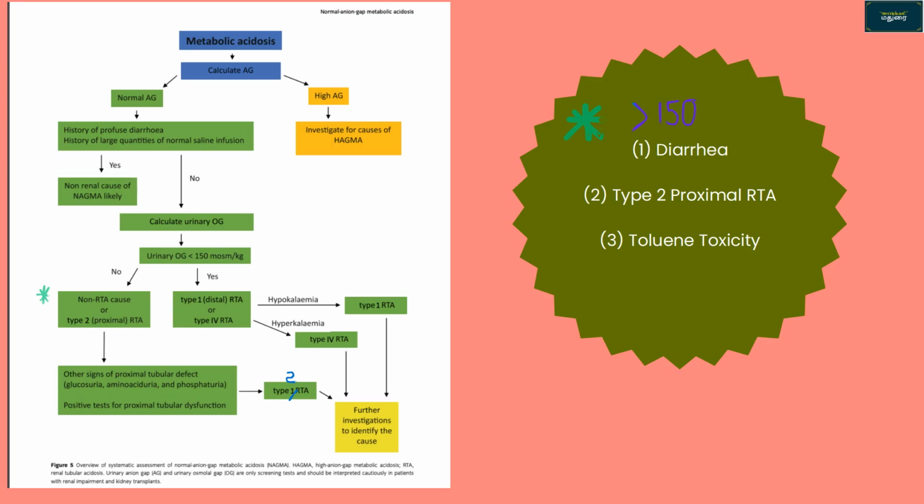And all these pathologies could be further differentiated. For example, type 1 or type 4 RTA can be differentiated by checking for the serum potassium levels, and type 2 RTA can be worked out by doing a fractional excretion of bicarbonate as well. A coming up slide will discuss all these differentials in a tabular form. However, there is a planned presentation on the NAGMA and the RTA differentiation to be discussed in detail. I hope to do it in one of the coming days.